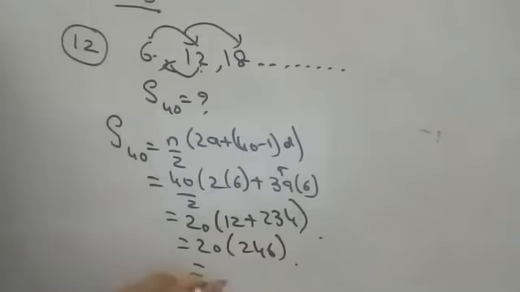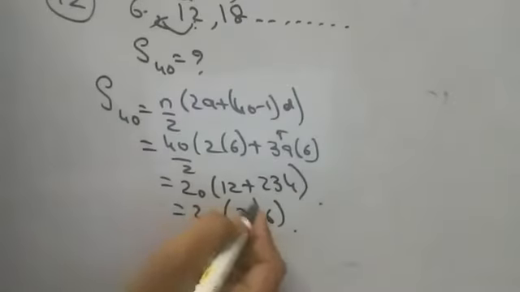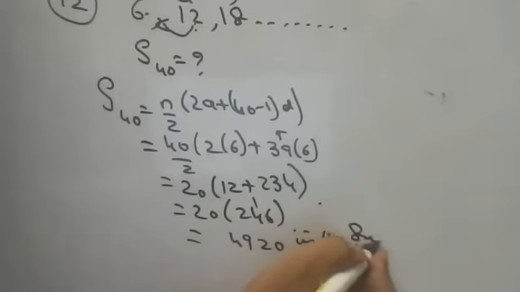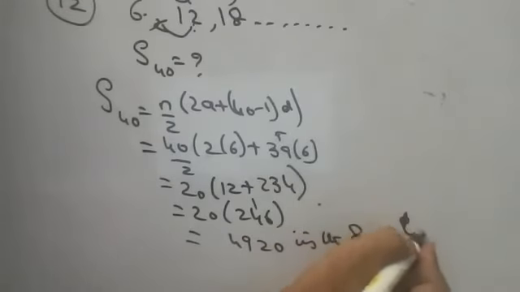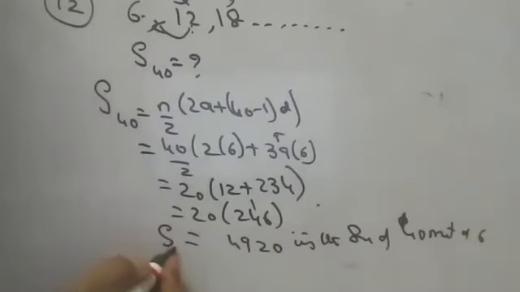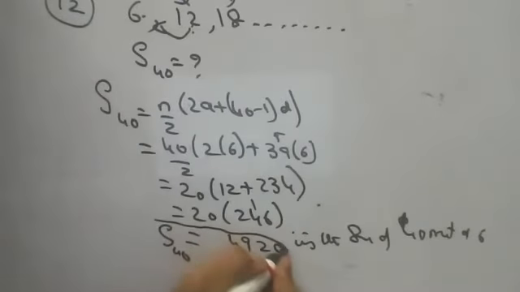20 into 246 turns out to be 4920. 4920 is the sum of the first 40 multiples of 6.